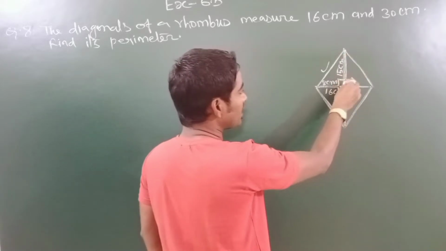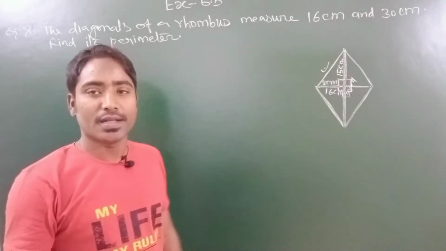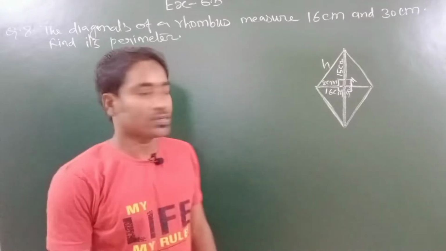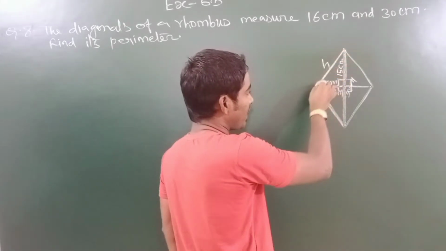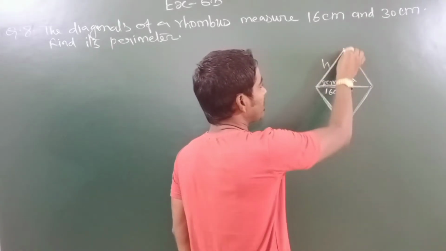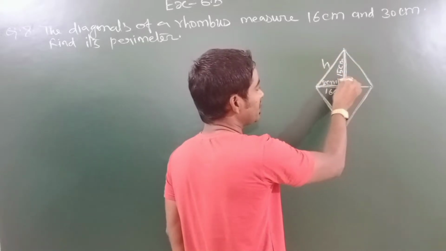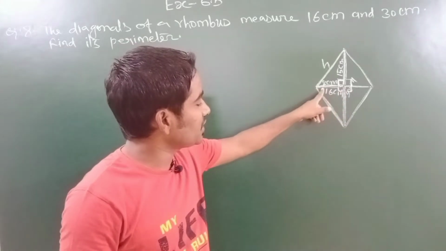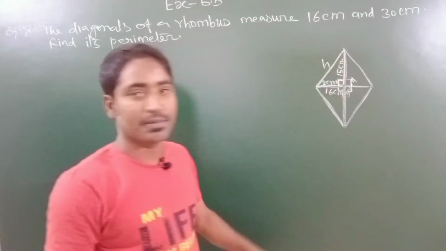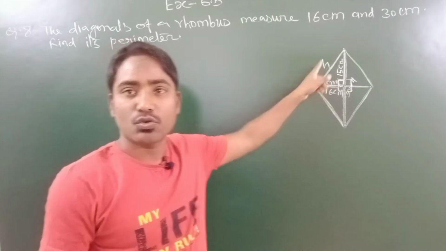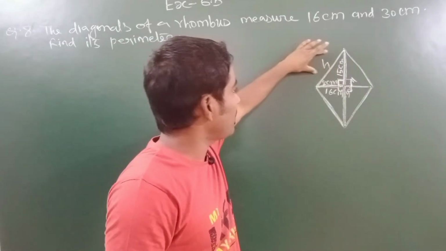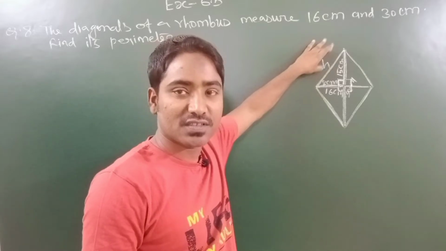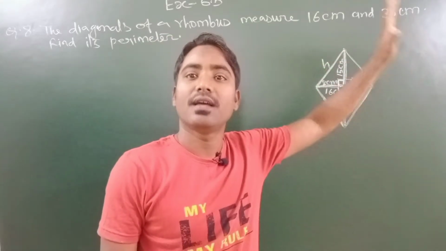The side opposite the 90 degree angle will be the hypotenuse, because this will be a right angle triangle. Why? Because this is a right angle triangle whose one angle is 90 degree. Here we will have 90 degree, this side is 8 centimeter, this side is 15 centimeter, and this is the hypotenuse. So by applying the Pythagoras theorem, we will find the hypotenuse. The square of the hypotenuse is equal to the sum of the squares of its base and altitude.